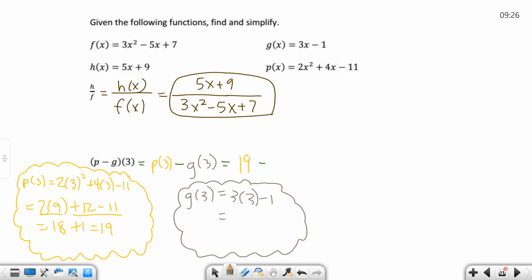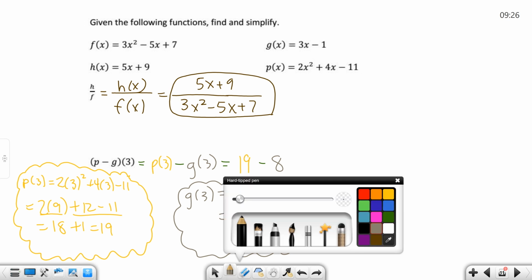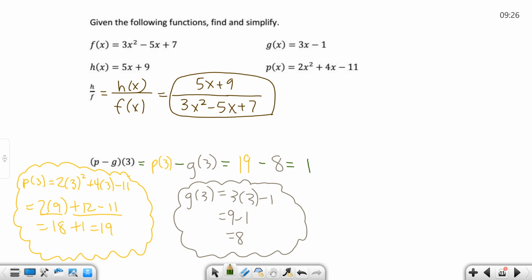So 3 times 3 is 9, minus 1 is 8. And if I had a negative, I'd put negative 8 in parentheses, but I don't have a negative 8 here. It's just 8. But this minus stays in the formula, if you will, the equation there. So then we're going to come back and say 19 minus 8 is what? 11. And there's my final answer. P of 3 minus G of 3 is 11, okay?